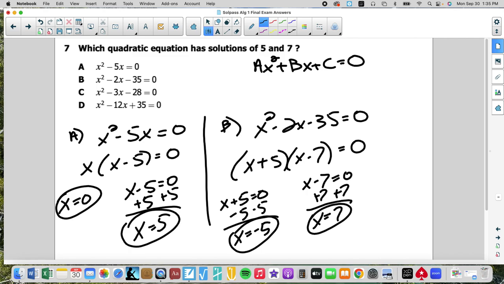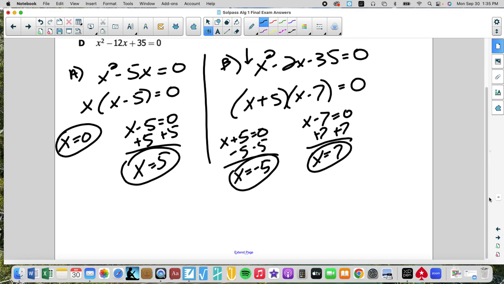ax squared plus bx plus c equals y also. You can see that in the formula. And we can do that when a is 1, like in this case, we can factor it mentally. My solutions are -5 and +7, so that doesn't work.